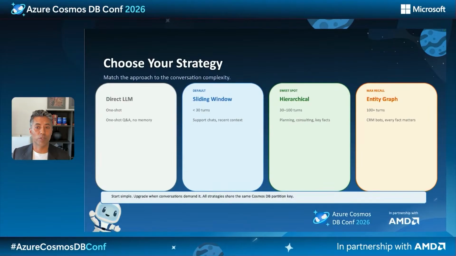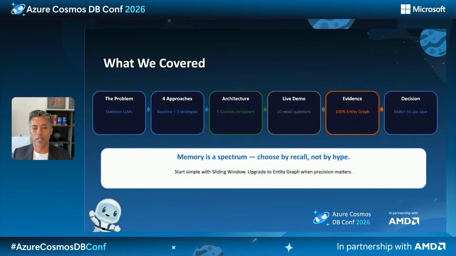So again, you can start with one. You can also upgrade later. You can also do a hybrid, which is also not a bad idea. And in some cases, you can have a combination of, let's say, a sliding window as well as entity graph. For 90% of your cases, you may have sliding window, especially for less than 30 turns. And then you can go to entity graph whenever there's a premium use case behind it. So again, memory is a spectrum, and you need to choose by recall, not by hype. And you've got to remember what your use case is and what your data is like.